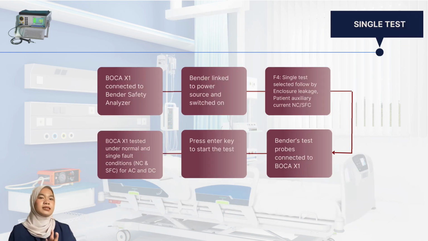For the third one is single test. For this single test, the steps are, for the first one, the Boca X1 was connected to the Bender safety analyzer, and then the Bender was linked to the power source, and we will switch on the power source. And then we will choose F4 single test.